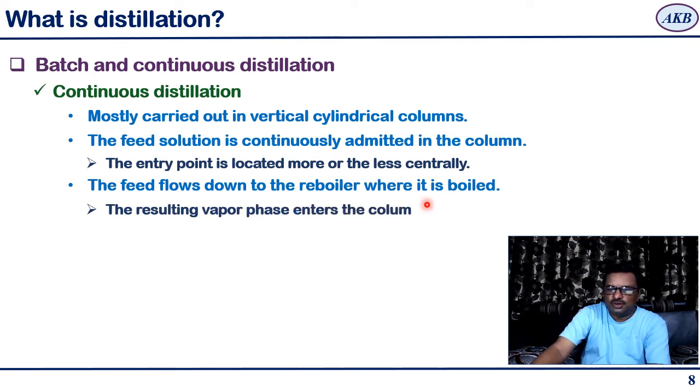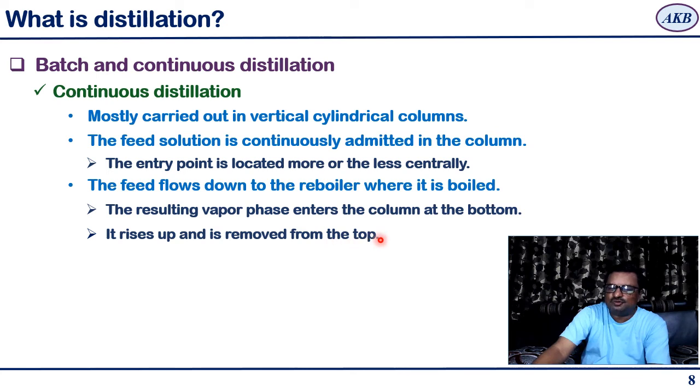Due to the boiling, what happens? Vapor phase is formed. The resulting vapor phase enters the column at the bottom. It rises up and is removed from the top. Once it enters the column, the vapors will be rising up, moving to the top, and they will be removed from the top.